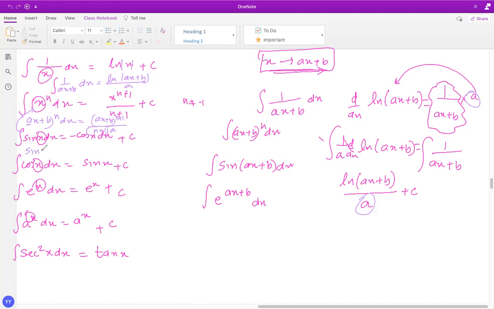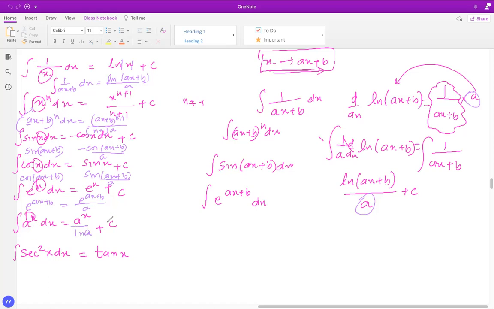Similarly, if you have sine of ax plus b, this will be negative cos of ax plus b over a. If I have cos of ax plus b, it's going to be sine of ax plus b over a. If I have e to the power ax plus b, it is going to be e to the power ax plus b over a. If you have a to the power x, actually this integration is a to the power x over ln a. So it's not the same thing.